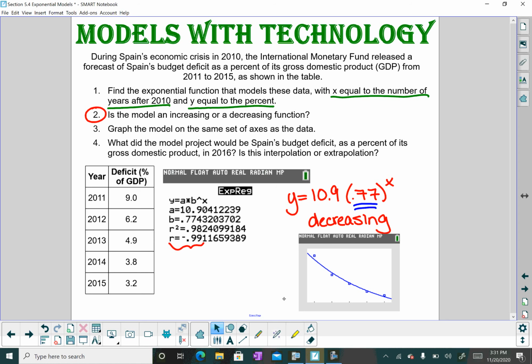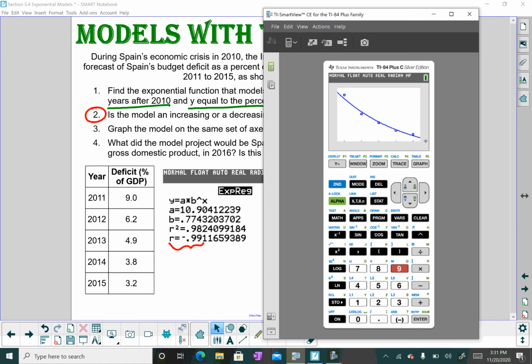We've graphed it. Finally, number 4, what did the model project would be Spain's budget deficit as a % of its gross domestic product in 2016? Okay, so to figure that out, we can actually use our calculator if you want. We can calculate a value on this, but we do need to change our window slightly because 2016 is going to be a little further out than what we have right now. So I'm going to make my X max instead of 5 point something, let's make it like 7, or you can make it anything bigger than that, 10. We just need to make sure it'll get past 2016, which is represented with an X value of 6.